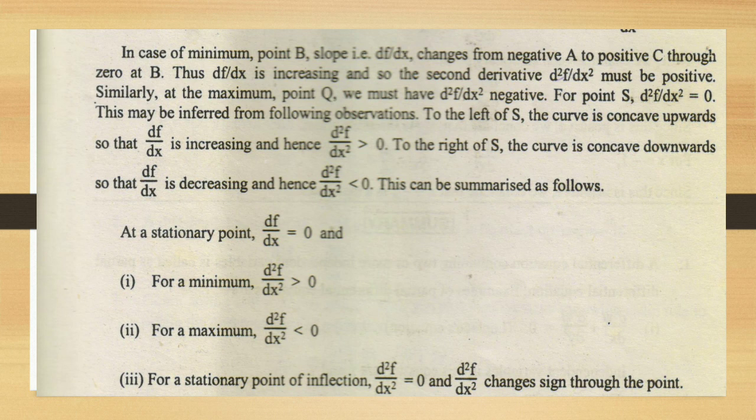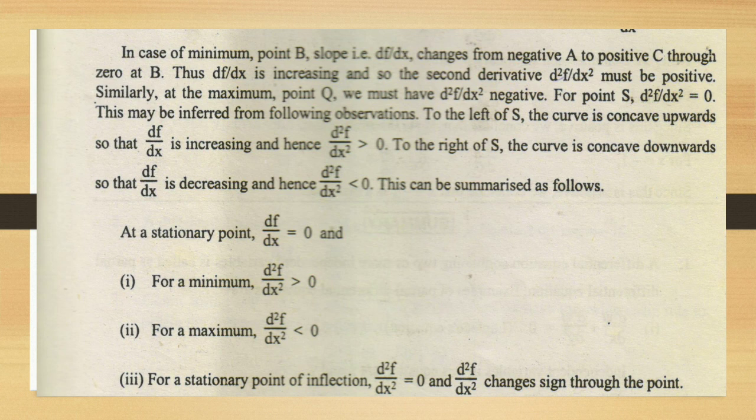For point S, d²f/dx² is equal to 0, and this may be inferred from the following observation. To the left of S, the curve is concave upward, so that df/dx is increasing, and hence d²f/dx² is greater than 0. To the right of S, the curve is concave downwards, so that df/dx is decreasing, and hence d²f/dx² is less than 0. And this can be summarized as follows.